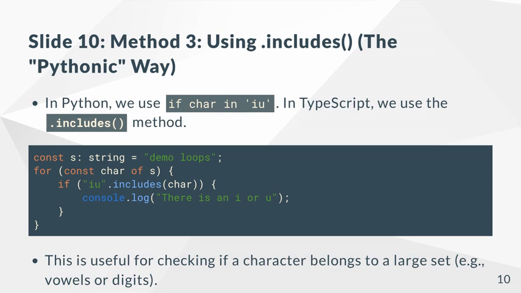Sometimes you need to check if a character belongs to a specific set, like vowels or digits. Instead of writing a long series of OR statements, we can use the includes method. If you have a string of targets, like a string of vowels, you can simply ask if the current character is included in that set. This makes your condition logic much more compact and easier to maintain.